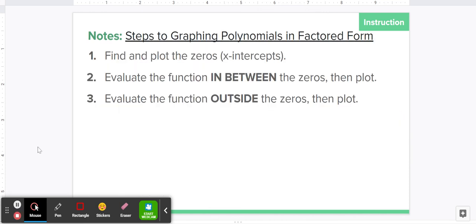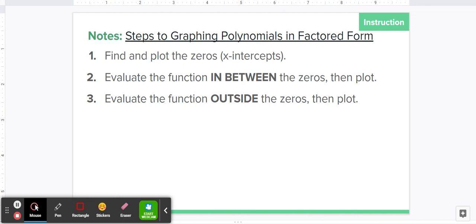All right, so here are the formal steps for what we're doing when we are plotting graphs. And I want you guys to copy this down to the back side of your note sheet. First thing we're going to do is we're going to find and plot those zeros. And remember, those are our x-intercepts. Then after that, we're going to evaluate the function in between the zeros and figure out what is happening in between those points. Then we need to pick 2 points outside of the zeros to plot them.